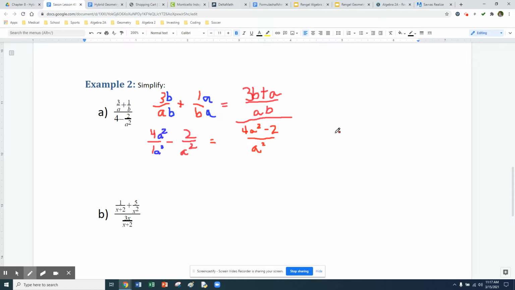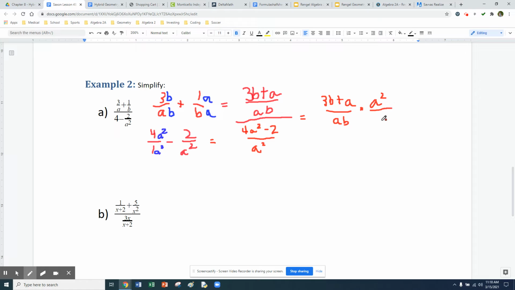So there I've now done adding in my numerator to get one single fraction, and then subtracting down in my denominator to get one single fraction. Now we're ready for the divide piece. So in my numerator, I've got this whole fraction, 3b plus a over ab. Then we're dividing that by this fraction down here, which is 4a squared minus 2 over a squared, which we know how we divide fractions. We actually multiply by the reciprocal.